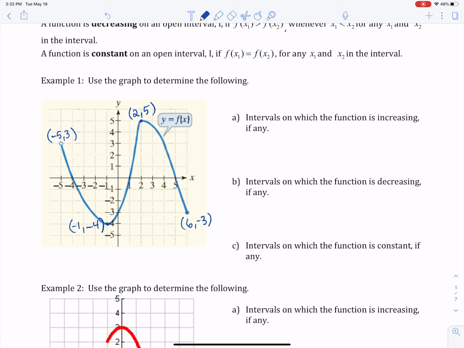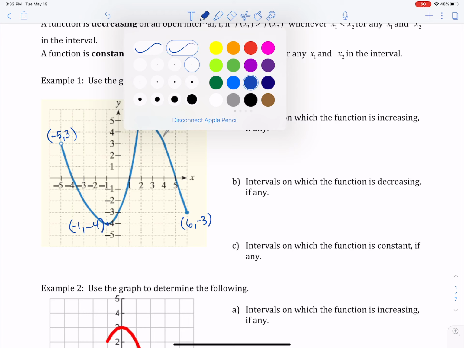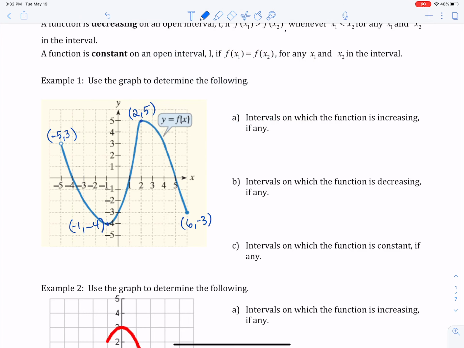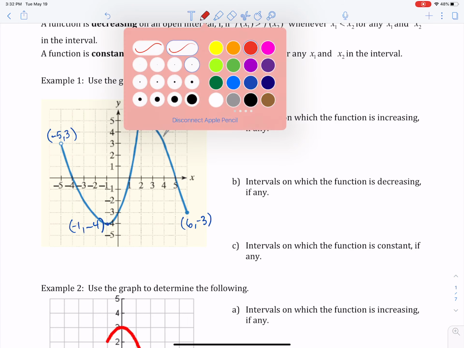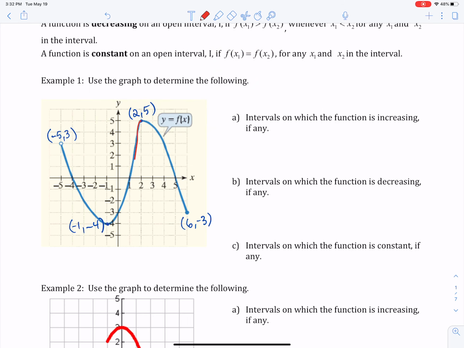So where is the function increasing? I'm going to underline the pieces of the function over which the function is increasing. I should have probably picked a different color. Let me make it red to be easily visible. So I can see that this is the piece of the graph where the function is going up. So the function is increasing on this interval.